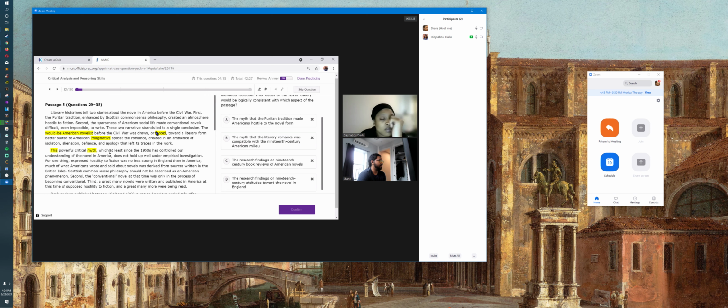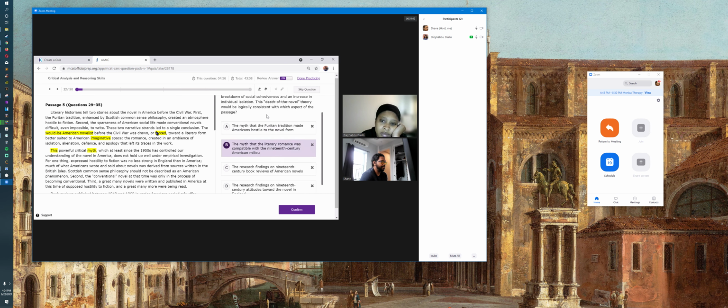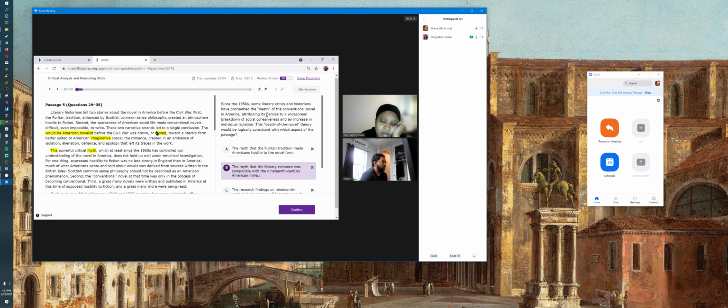Now, do you see where it says in paragraph 1, the romance, but the romance created in an ambiance of what? Isolation, alien. Okay, I didn't see that part. So what is that consistent with in that question stem? Breakdown or individual isolation. Yes. I am leaning on that, but I just want to see one last thing. The myth that literary romance was compatible with the 19th century. I'm leaning towards that, really.